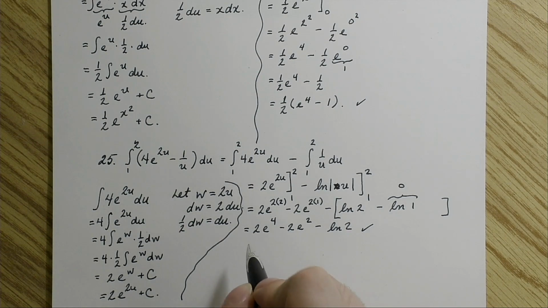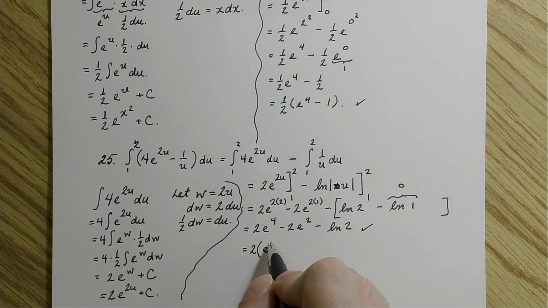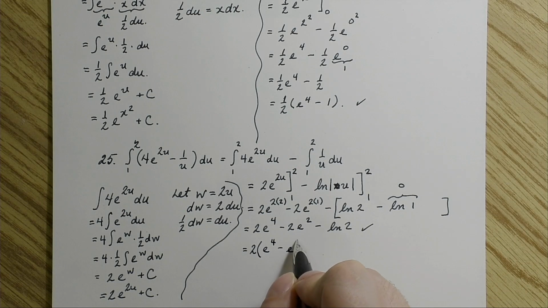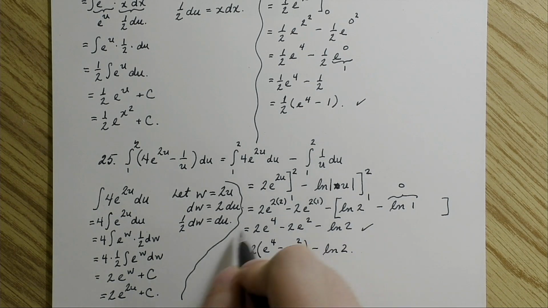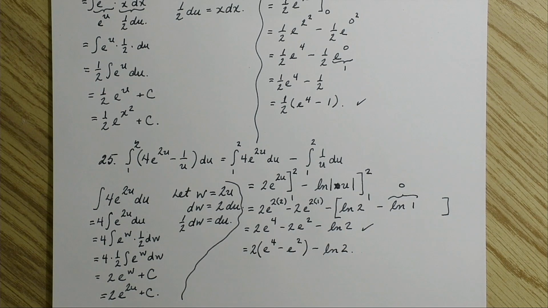I mean, if you wanted to be, I actually went a step further when I was writing it out. I factored out that 2, so I had 2 times e to the 4th minus e to the 2. But this is what they actually gave in the back, so that's good enough for them too.